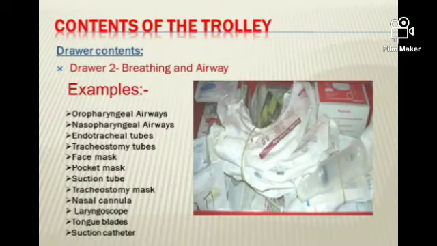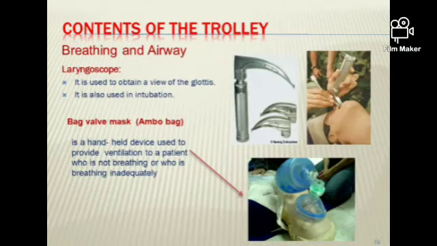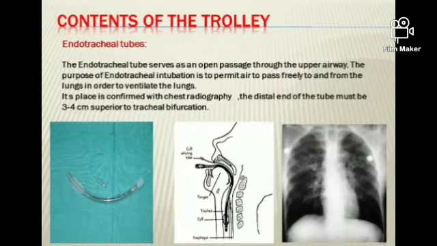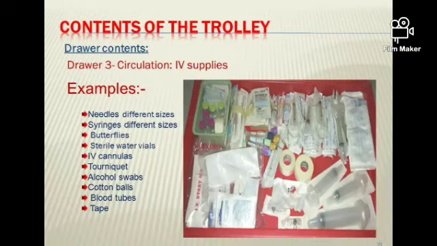So this is the setup for drawer 2, breathing and airway equipments. You can have the following equipments. First, mainly you have to have the laryngoscope, you have to have ambo bags, oropharyngeal airways and ET tubes, that is endotracheal tubes. This will help you with patients who are having any kind of respiratory attacks.